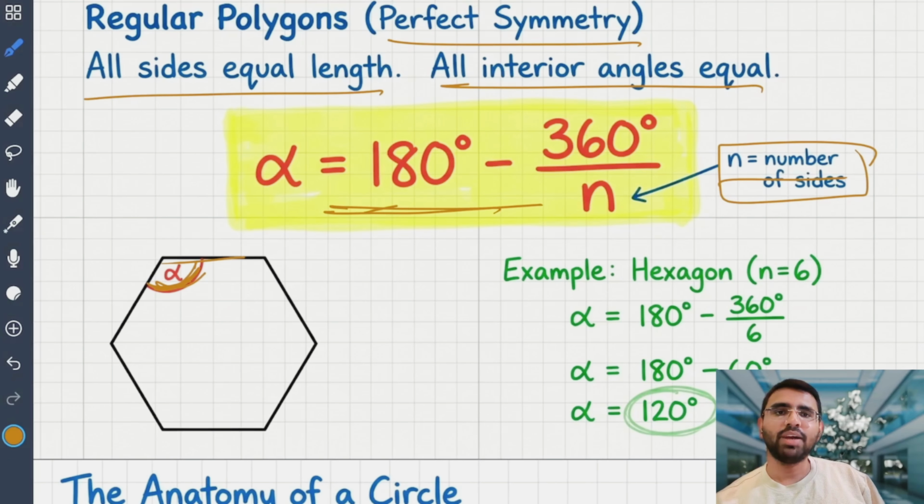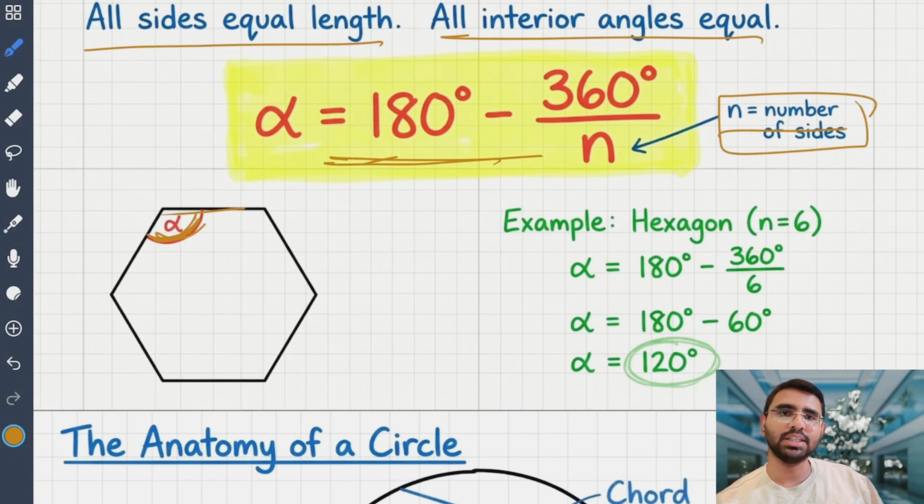Example: if you have a hexagon, n is equal to 6 because it has 6 sides. So alpha will be 180 minus 360 by 6. So it will be 180 minus 60, which is 120.